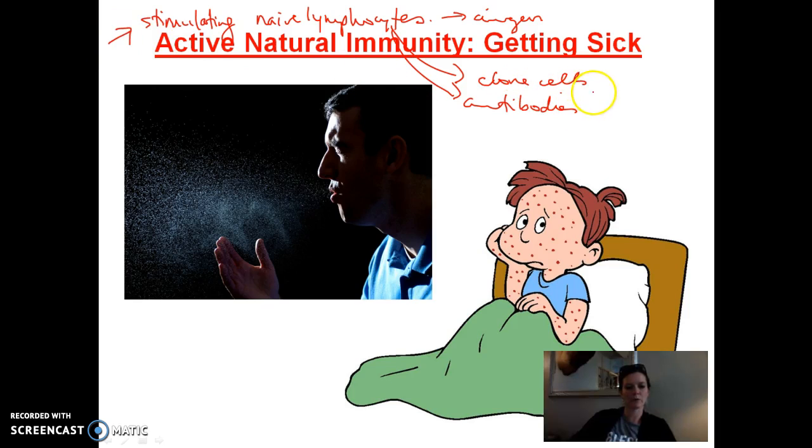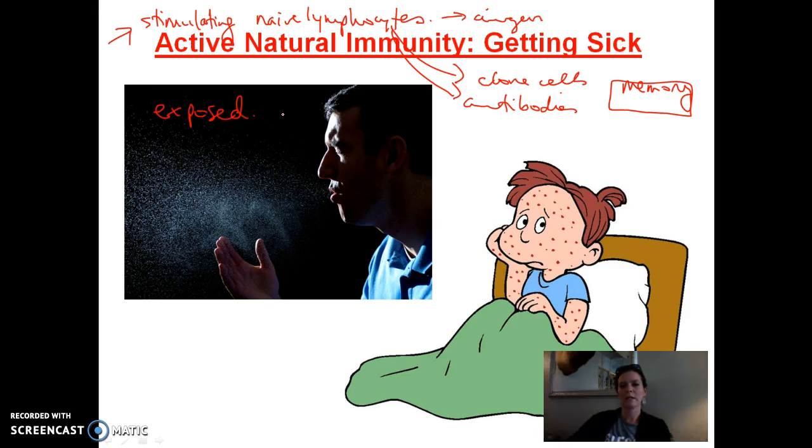We get memory cells produced as a result of active immunity as well. So if there's a type of passive immunity, we don't stimulate memory cells. So that type of protection would only be short-lived. But anything that's considered active is going to activate these memory cells, which means we're going to have immunity that lasts for our lifetime.